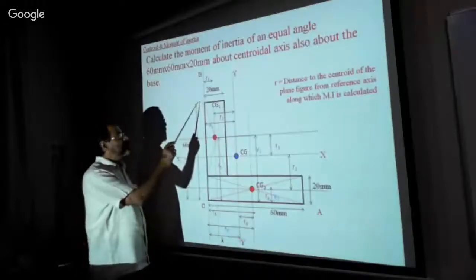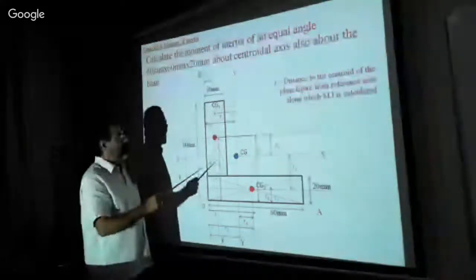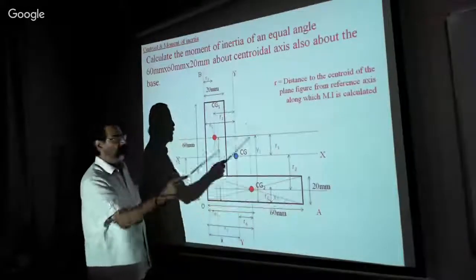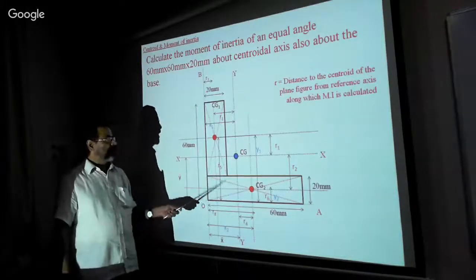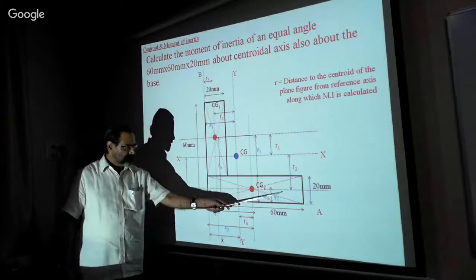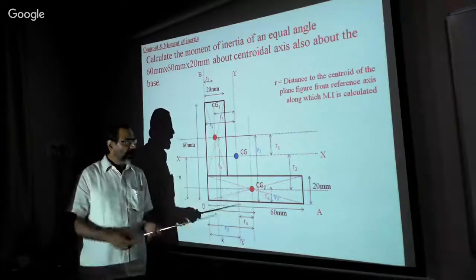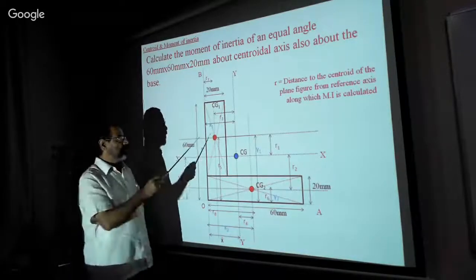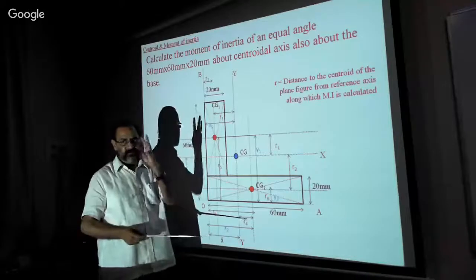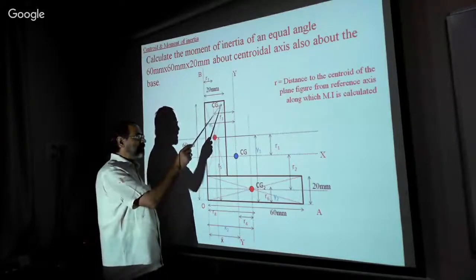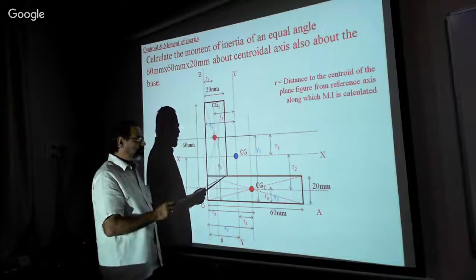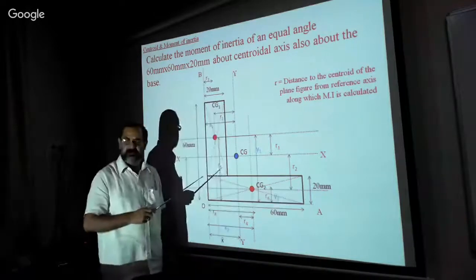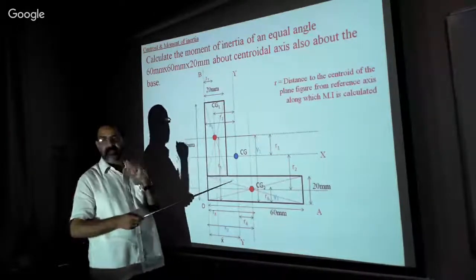So therefore, it is BD, area of figure 1, and BD, figure 2. There are two figures: section 1, section 2, figure 1, figure 2, and the angle. There are 3 axes here, there are 3 centroids. One centroid is for this rectangular section, 20 by 40, and another for the rectangular section, 60 by 20. There are 2 rectangular sections and there is one angle section.